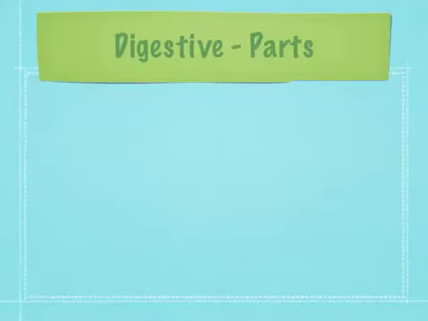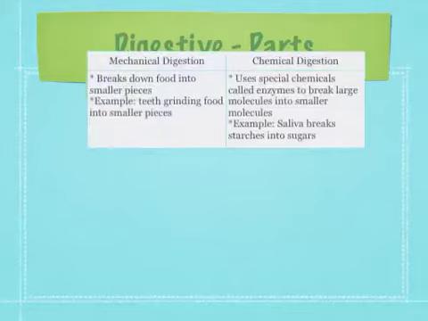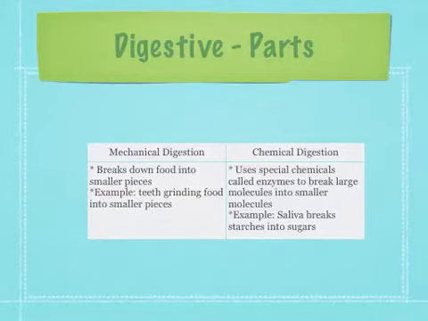Okay, now it's time to talk about the parts of the digestive system. Before we talk about the parts, we need to talk about two different types of digestion. One type of digestion is called mechanical digestion. And so this is when things are physically broken down into smaller pieces.